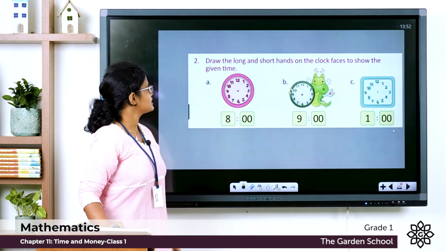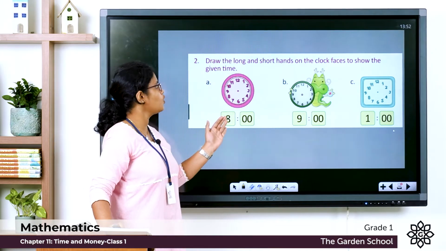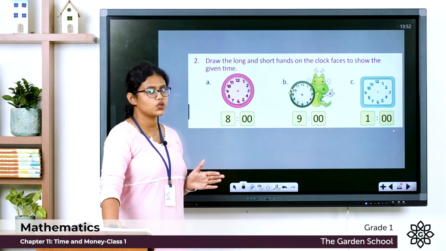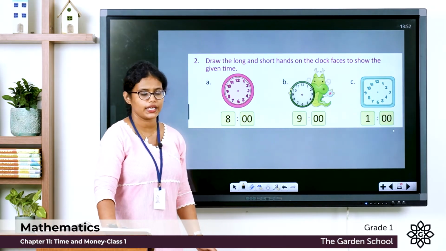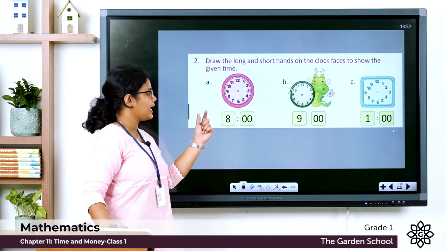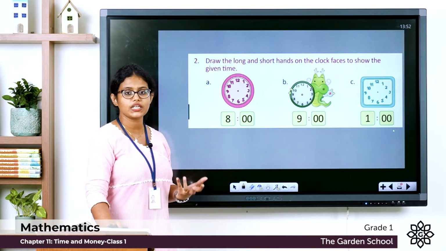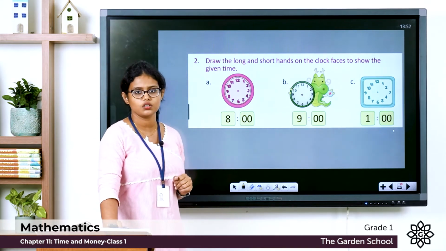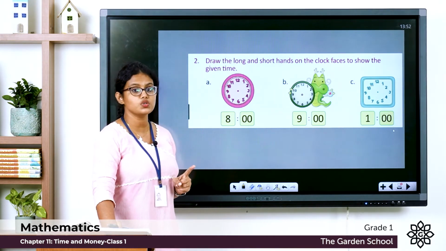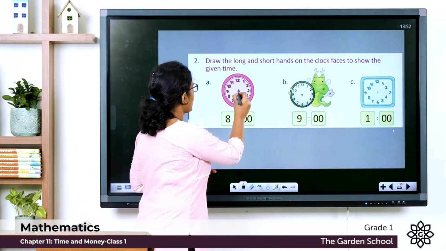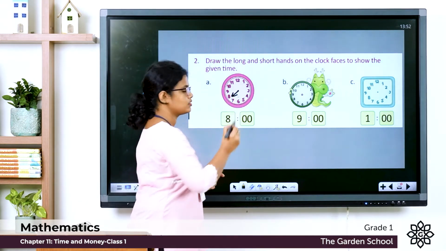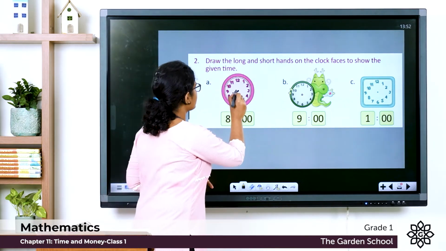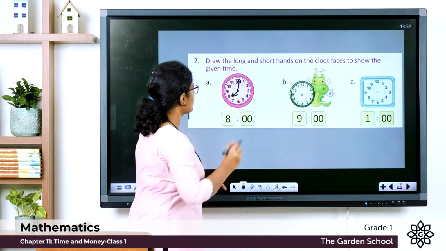See the next. Here you need to draw the hands. You need to draw the long and short hands on the clock for the time shown here. Okay, so what is the time given here? 8 o'clock. So you need to represent this in the clock. The hour hand points to 8. The hour hand is the small hand and the minute hand points exactly at 12. The minute hand is the long hand.